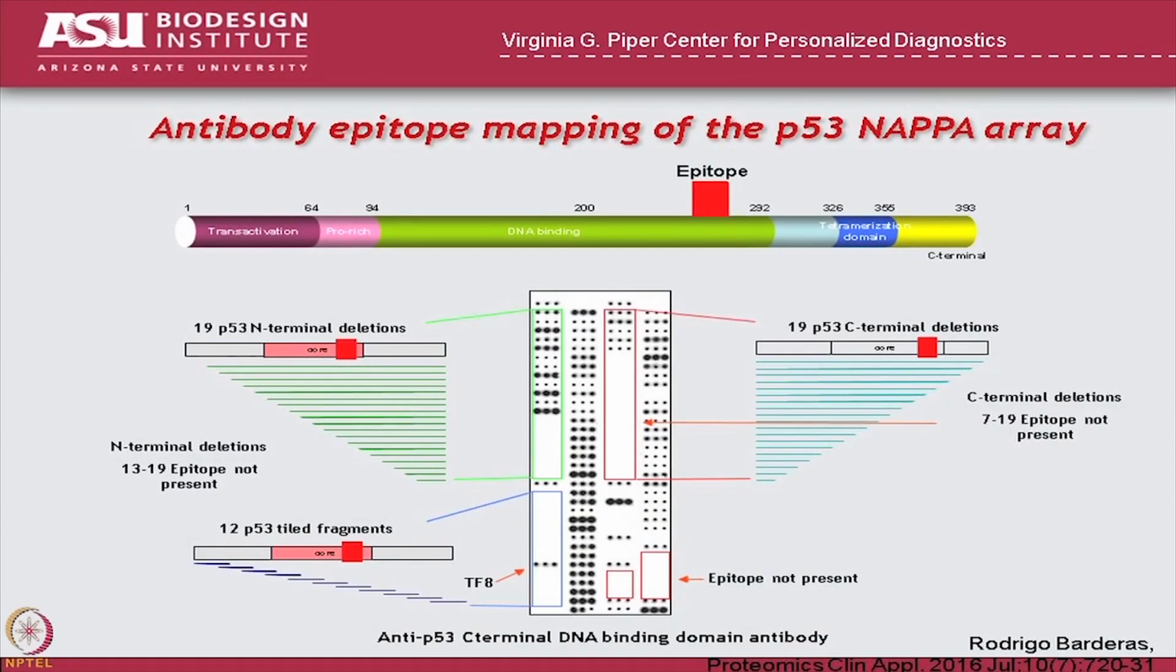This just indicates that you can map a higher throughput version of mapping where binding occurs. Here's an example of an antibody that was binding to the p53 protein. We did a series of N-terminal deletions, and you can see it binds to all of them until it gets to here.